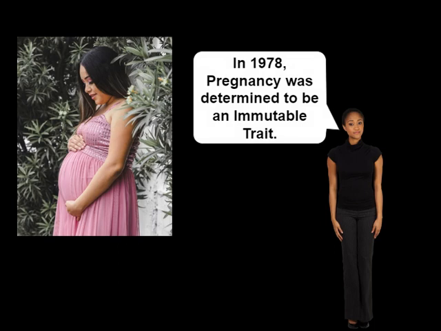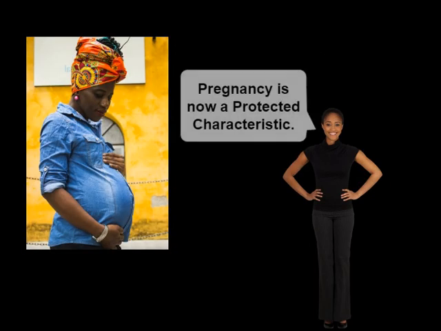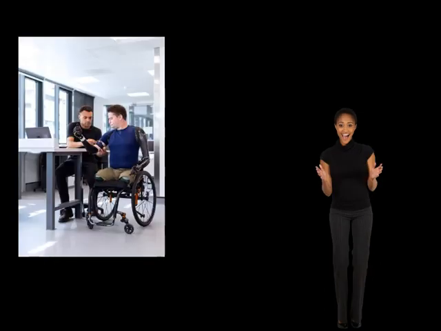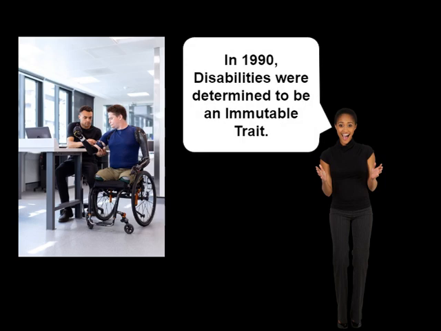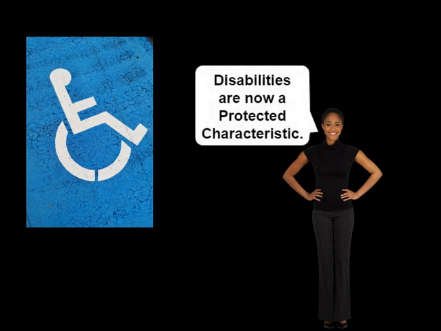In 1978, pregnancy was determined to be an immutable trait. In response, Congress passed the Pregnancy Defense Act. Pregnancy is now a protected characteristic. In 1990, disabilities were determined to be an immutable trait. In response, Congress passed the Americans with Disabilities Act. Disabilities are now a protected characteristic.